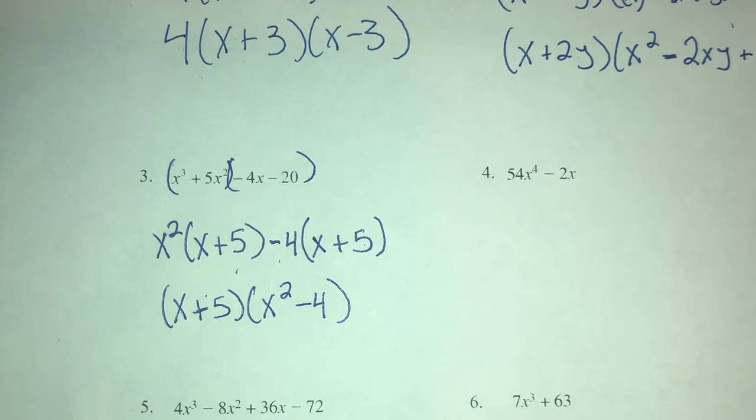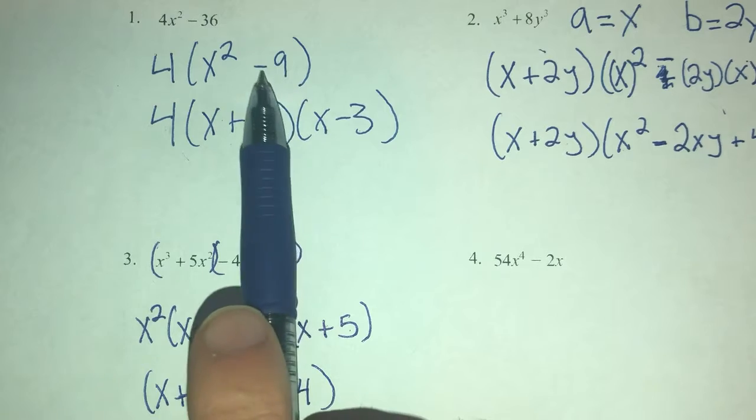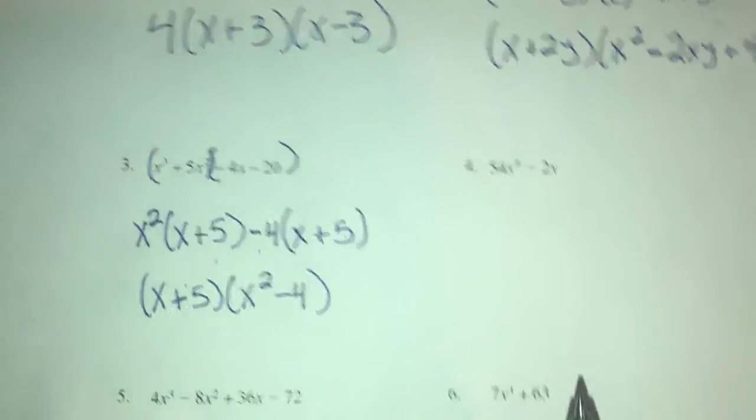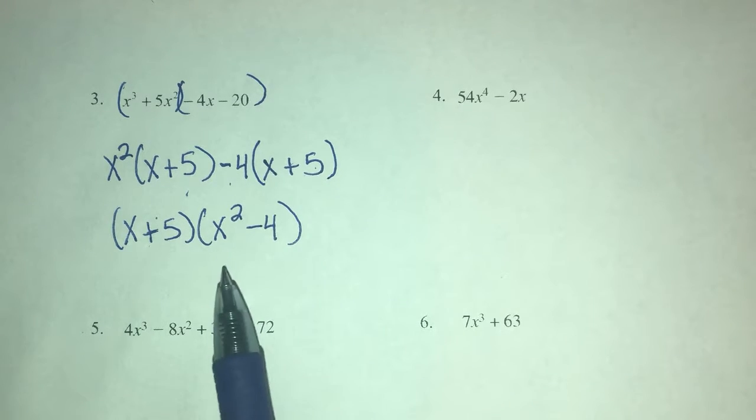Now I have to ask myself, am I done? It's just like this right here. Was I done here? No, but I had to examine. Now I'm going to come down here. X plus 5. Okay, biggest power of x is 1. It's done. Can't be broken down.